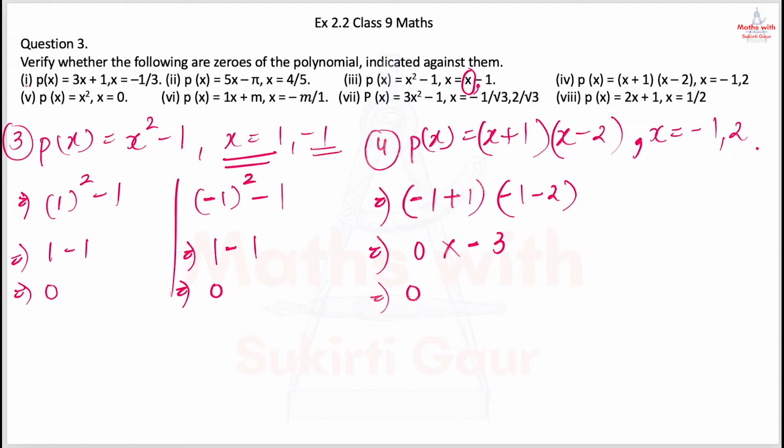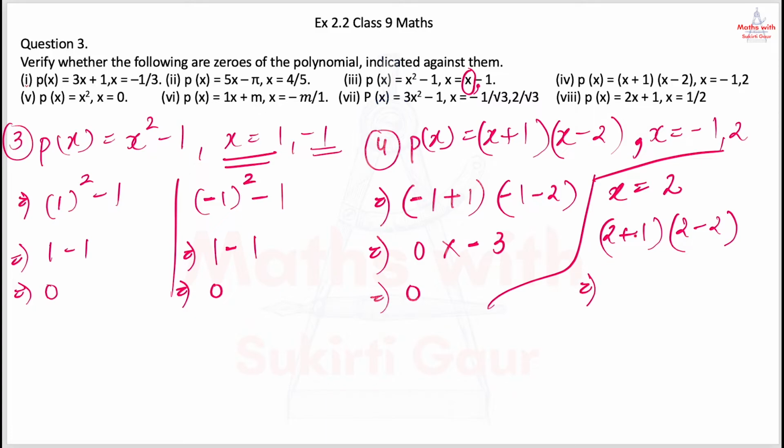Putting x = 2 now. So here x = 2. x + 1, 2 + 1. x - 2, 2 - 2. This became very easy. Why? 2 plus 1 is 3. Multiply 2 minus 2 is 0. Any number multiplied by 0 will give us 0. So this was the easiest part till now. We have got 0 both of the times. It means x = -1 and 2 are both zeros of this polynomial.